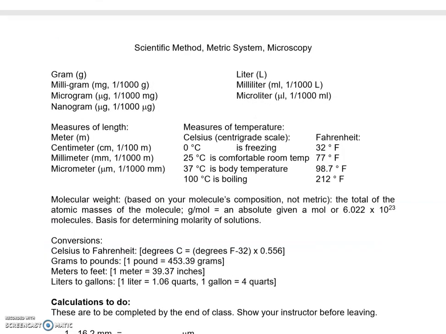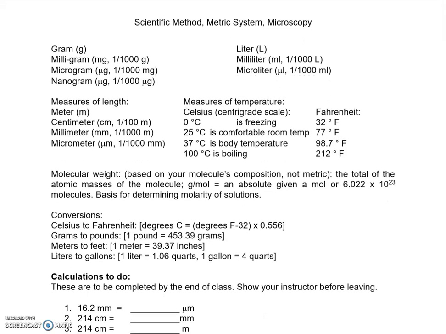Moving on to the next page, here are some examples given for the gram, the mass unit, the liter, volume, and then here the meter, the length measurement. Some examples are given that are very important.